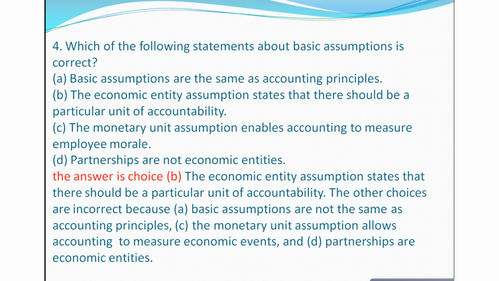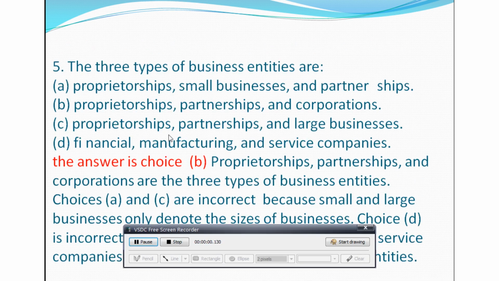The other choices are incorrect because A. Basic assumptions are not the same as accounting principles. C. The monetary unit assumption allows accounting to measure economic events, and D. Partnerships are economic entities.